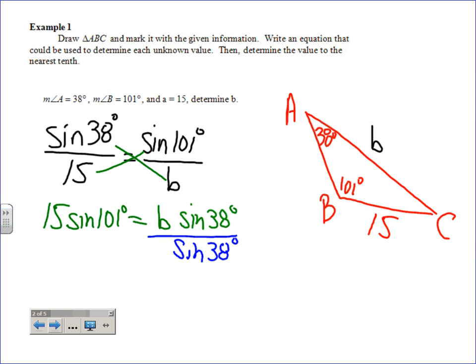Do you agree if right now I typed in sine of 38 and 2 minutes from now I type in sine of 38, I'm going to get the same answer? So what do these two sines of 38s do to each other? They cancel, because it doesn't matter when I type that in, I'm going to get the same number. But if you do it to one side, you have to do it to the other. Is the variable by itself now?